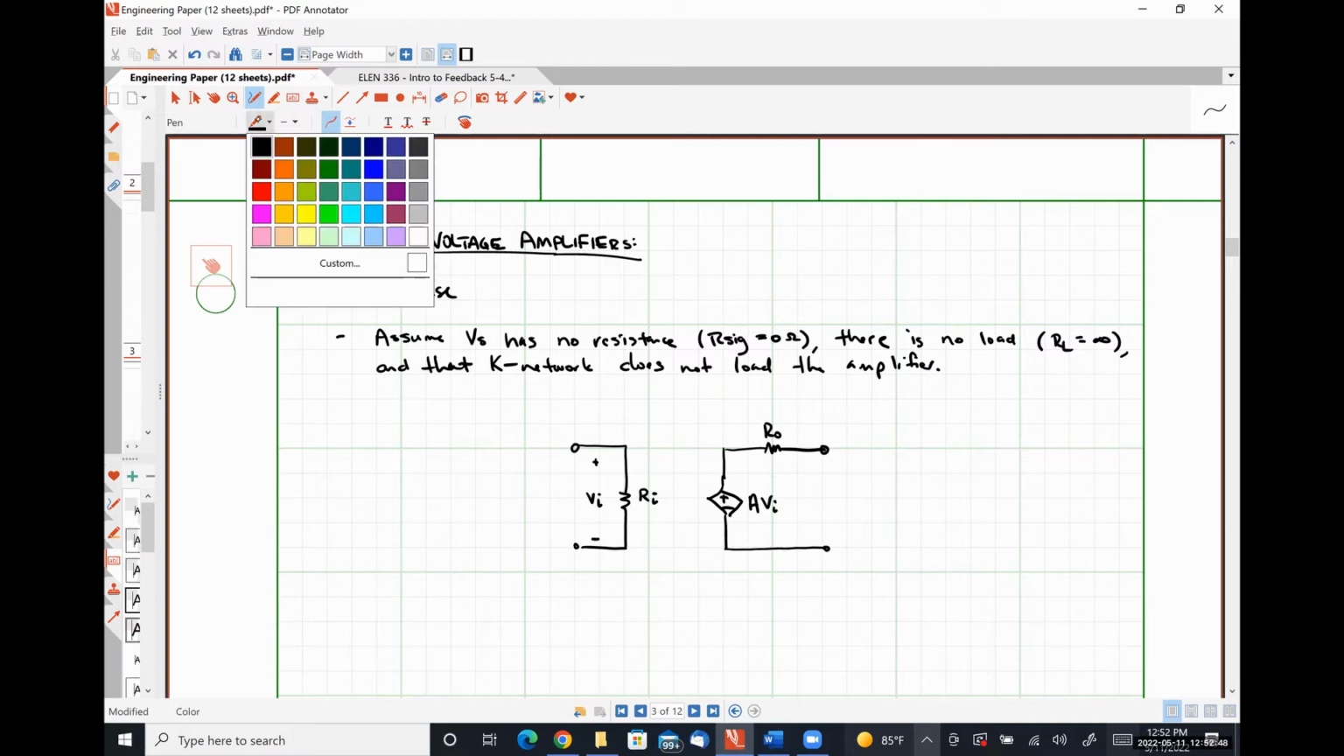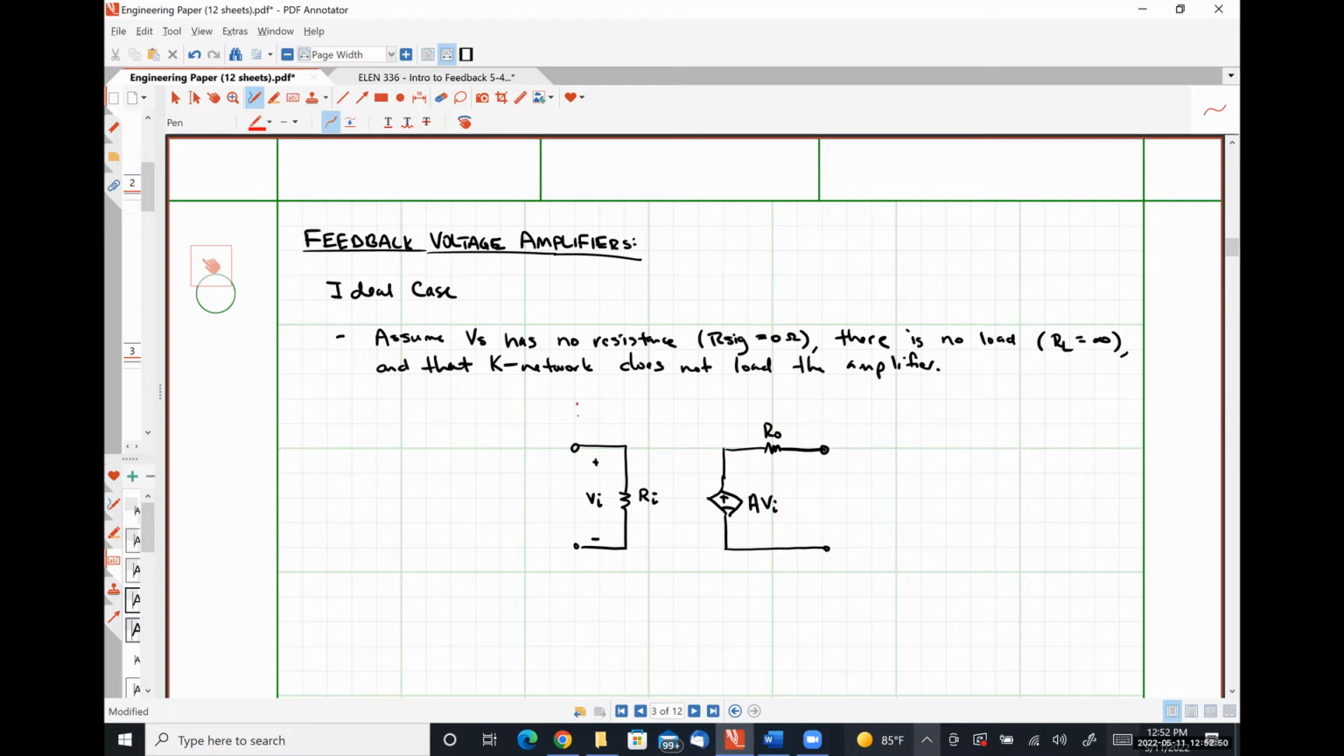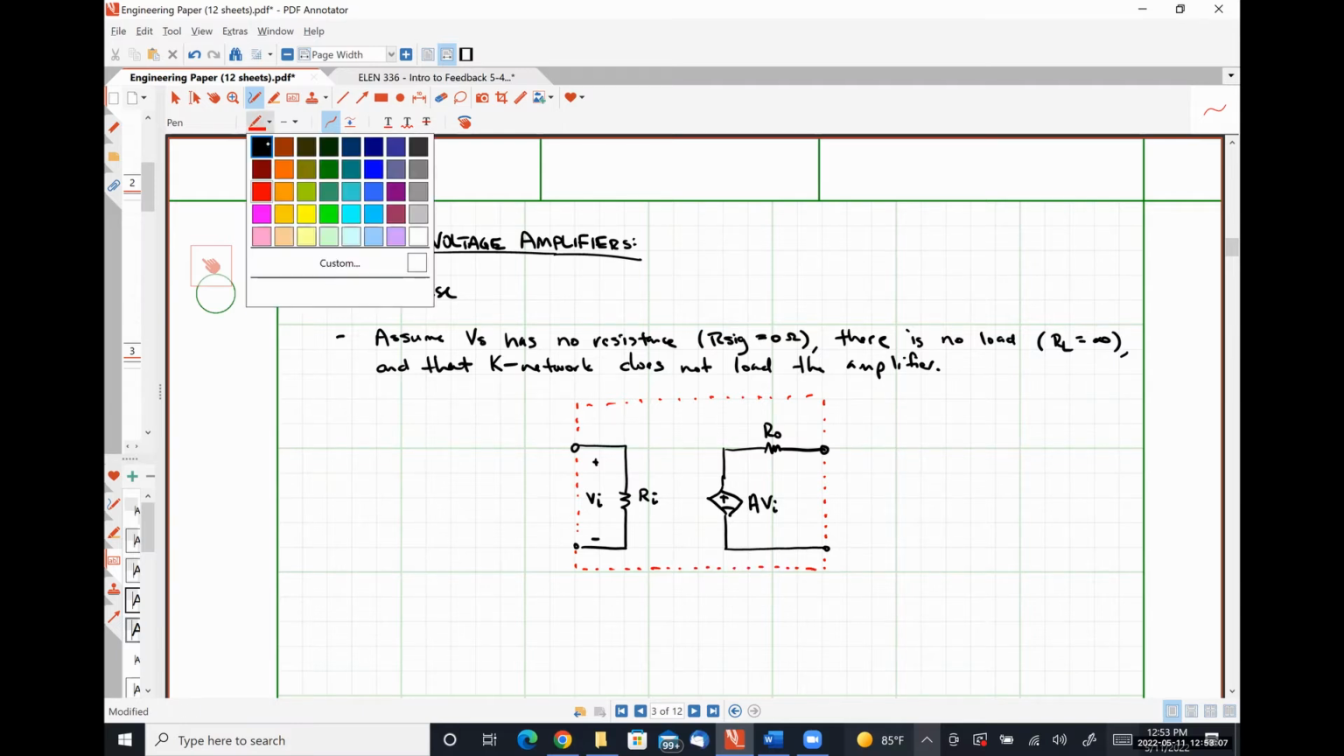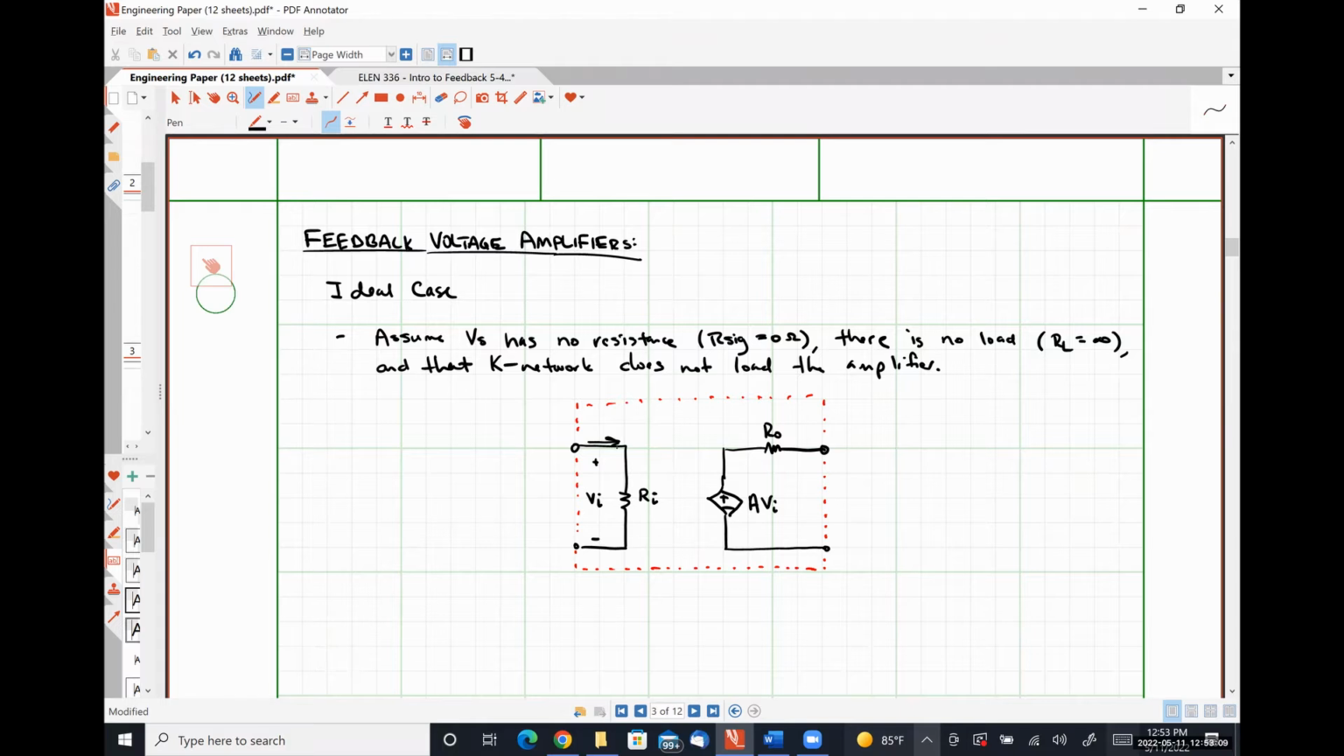I'm going to put a box around this. And just in case I need to reference it, which I know I will for this derivation, I'm also going to include my input current. So this is our open loop circuit.